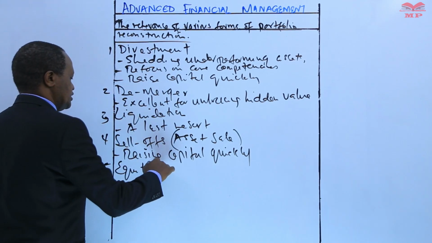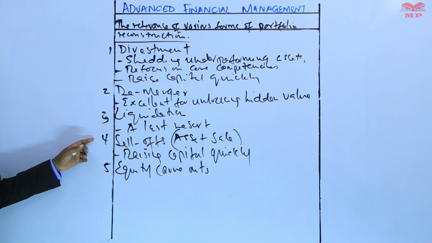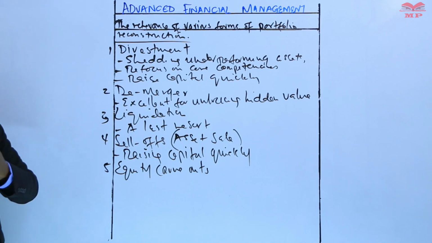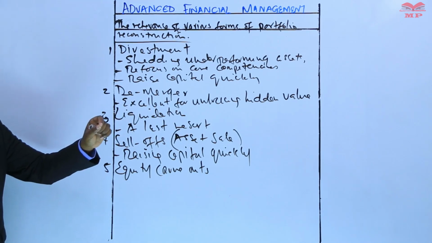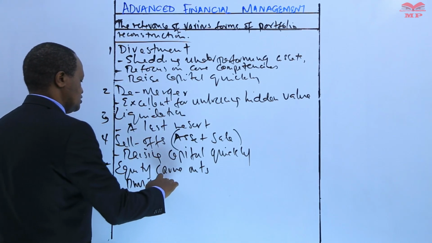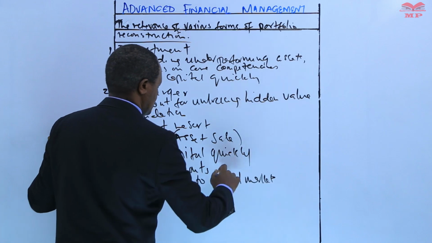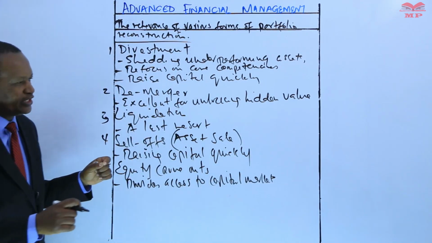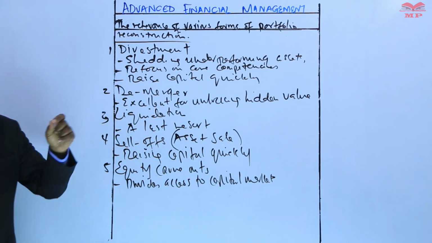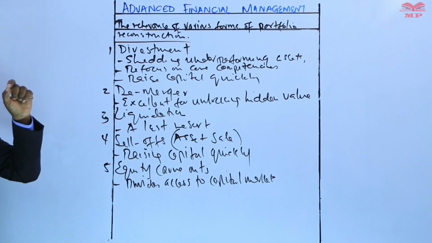Fifth, equity carve-outs. Equity carve-out is another form of portfolio reconstruction. Equity carve-outs provide access to capital markets while retaining control over a subsidiary. Provides access to capital markets while controlling the stakes in the subsidiary company. You understand? While retaining control over a subsidiary and also testing investor interests.